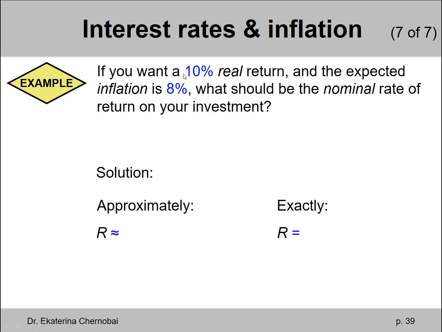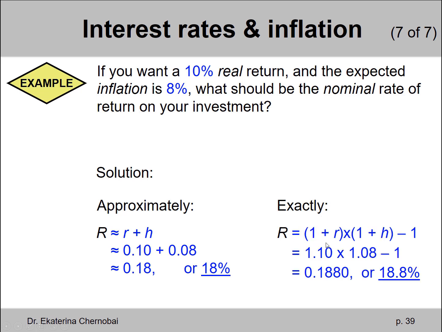So here, 10% is the real return, and we need to find the nominal rate. So it's the capital R that we need to solve for. The approximate solution is real rate plus inflation. So we add together 10% and 8% and get 18%. The exact solution will be just a little bit more complicated.